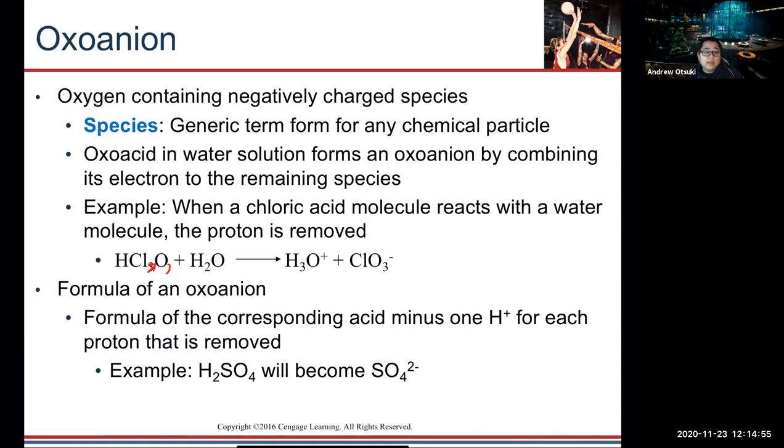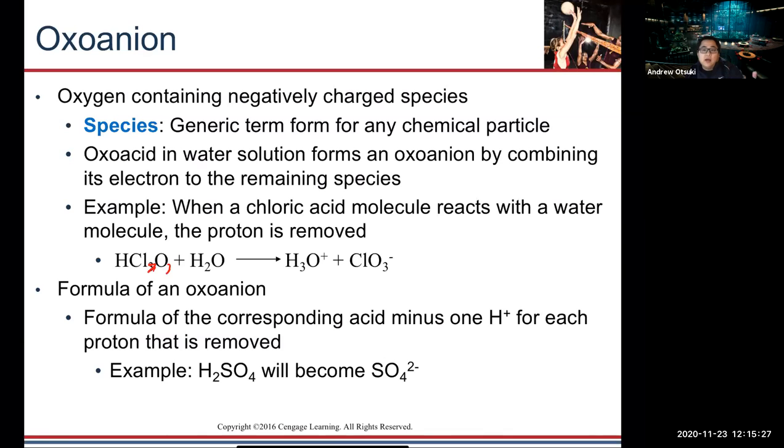It should be a 3 right there, not for 3 chlorines. So it's HClO3. So remove the hydrogen. Every time you remove a hydrogen atom from an acid, you're going to remove a positive charge. Therefore, the negative charge on the resulting anion will be based on how many hydrogens we removed. If we remove one hydrogen here, the ClO3 anion will be -1.